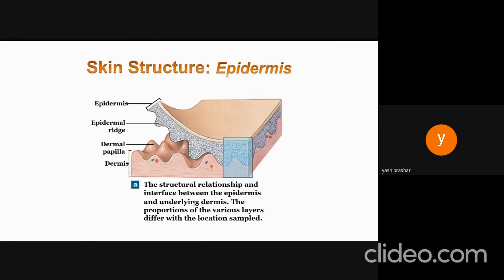In the skin structure, epidermis, we are able to see the various layers. Where the epidermis connects to the next layer, that is the dermal layer, there are several dermal papillae which we are able to see in the diagram. They help in providing attachment to the dermal layer. So this is the structural relationship and interface between the epidermis and the underlying dermis. The proportions of various layers differ with the location sampled, as we are able to see on the slides.